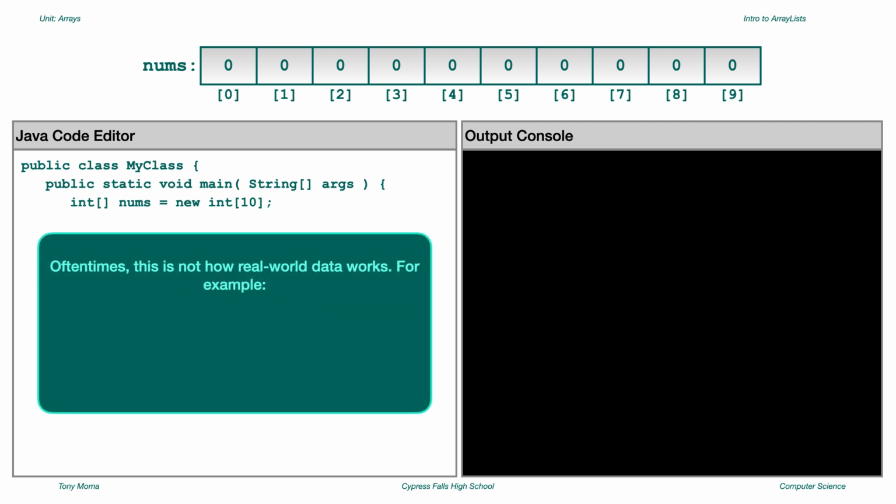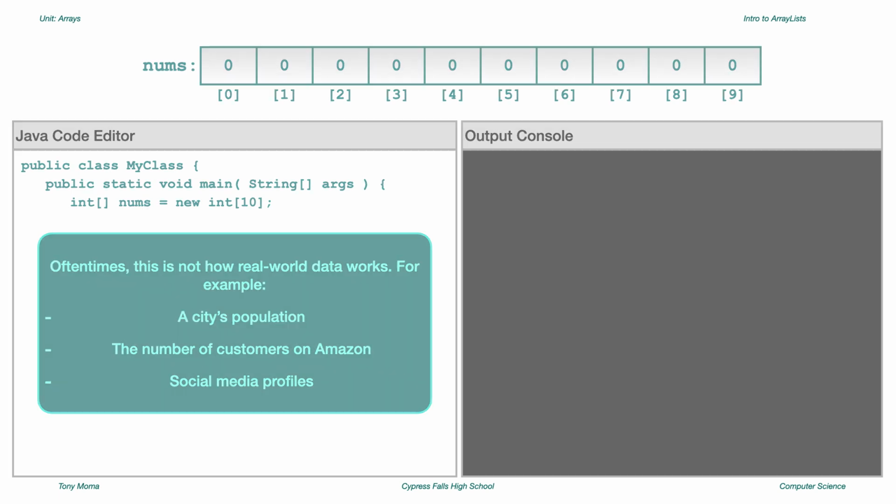This is a big deal because in the real world, this is often not how data works. For example, a city's population is constantly changing. It's always growing and shrinking. The number of customers on Amazon, constantly changing. They're always gaining or losing customers. Social media profiles. Some people have 1,000 posts, some have 2 posts, and we're constantly adding to it, and we're constantly removing from it. And we can't just assume that every person who has a social media profile will have 1,000 posts. If we did that, we'd be wasting a lot of memory. Hence the need to have objects that have the ability to shrink and grow as needed. Hence the need for ArrayList.